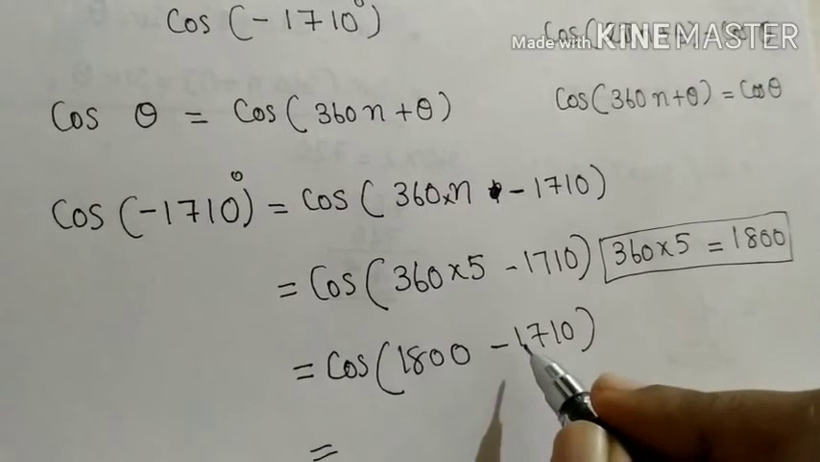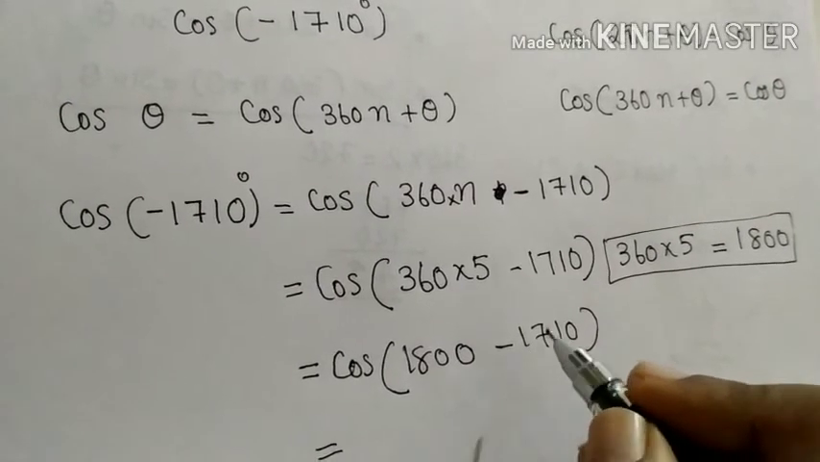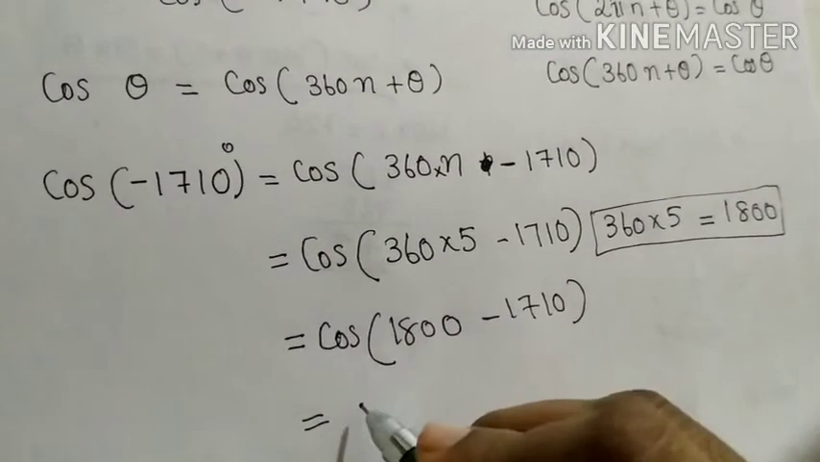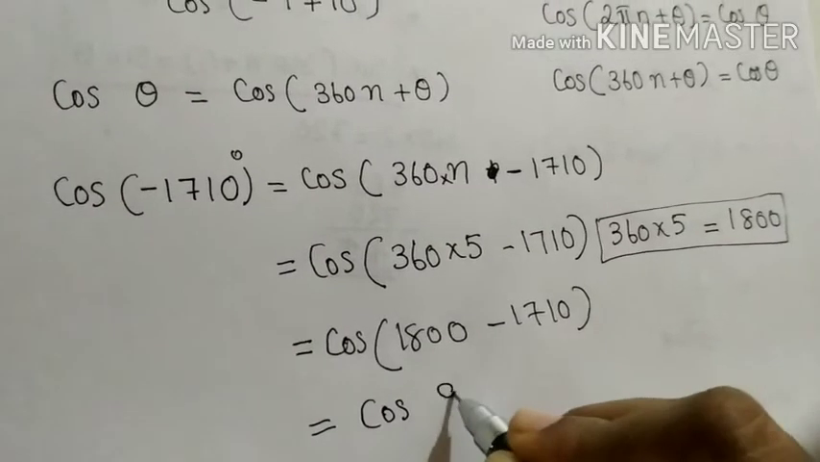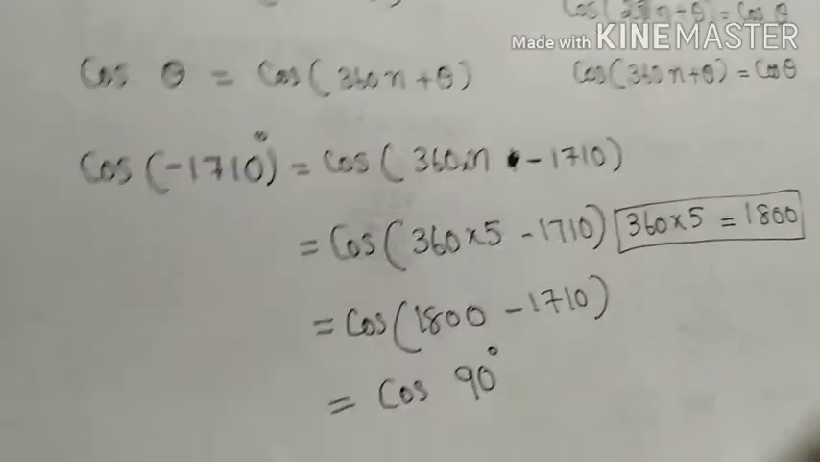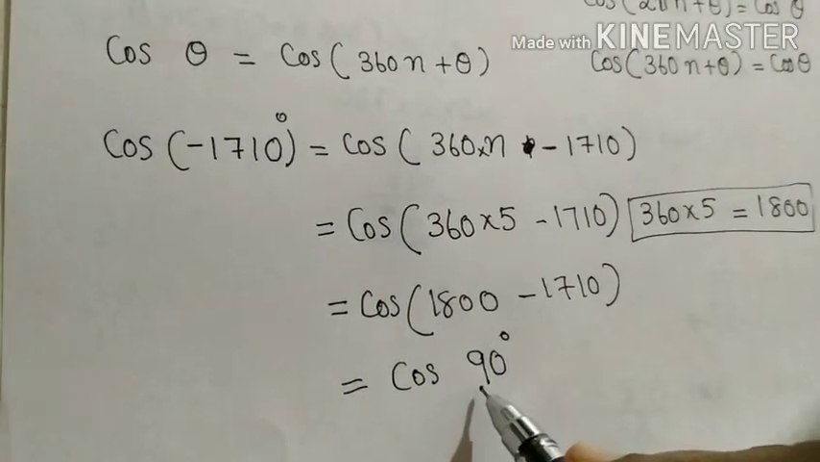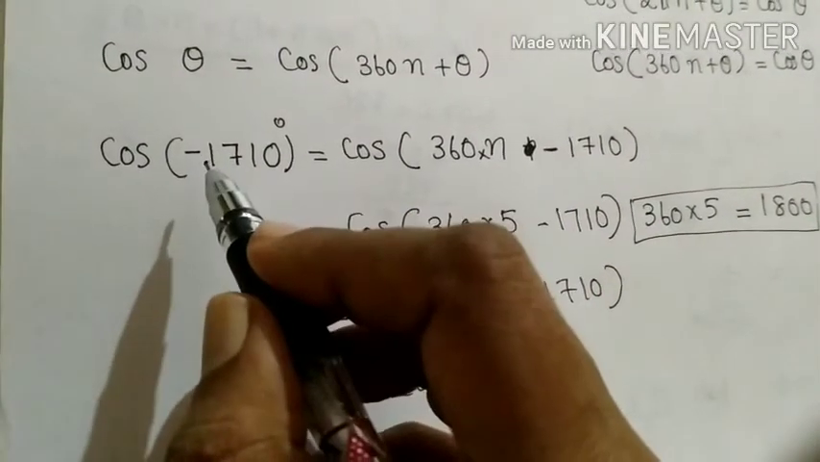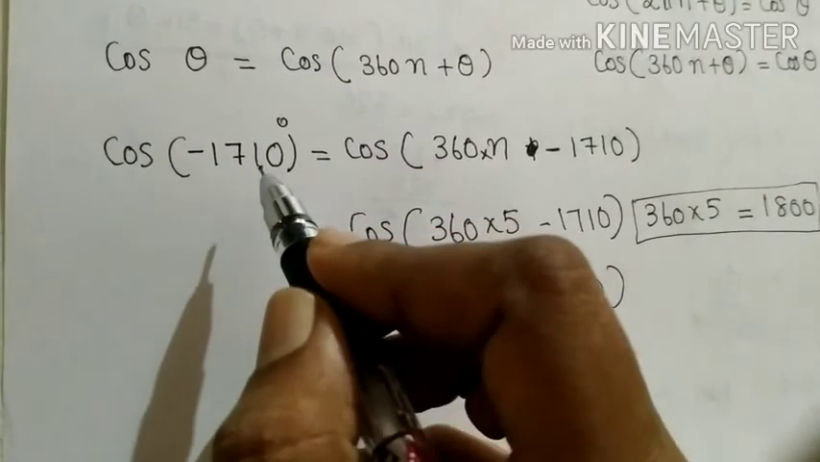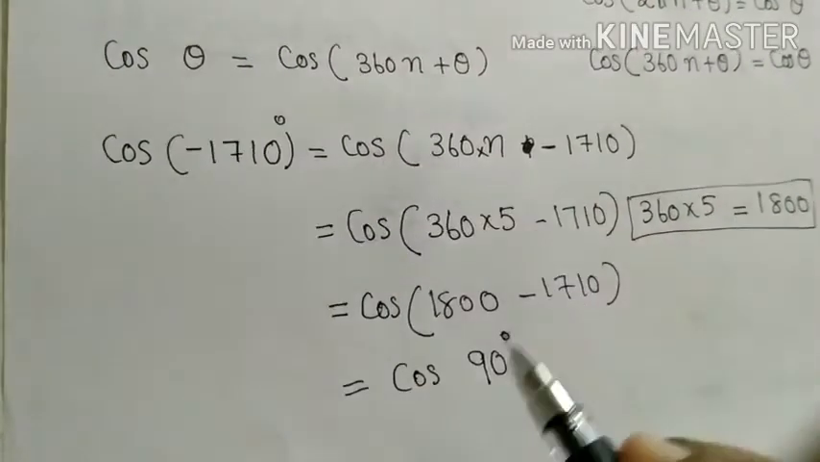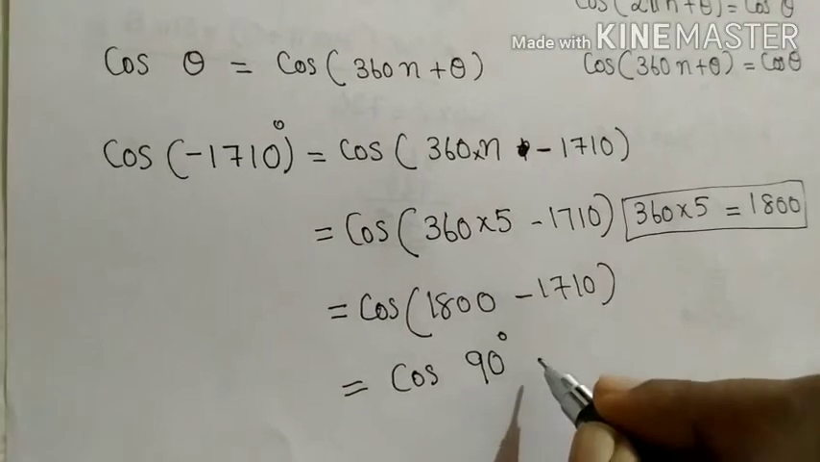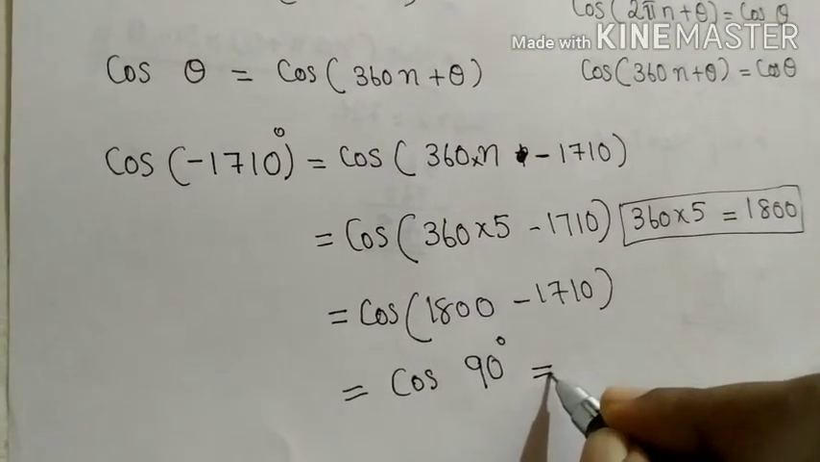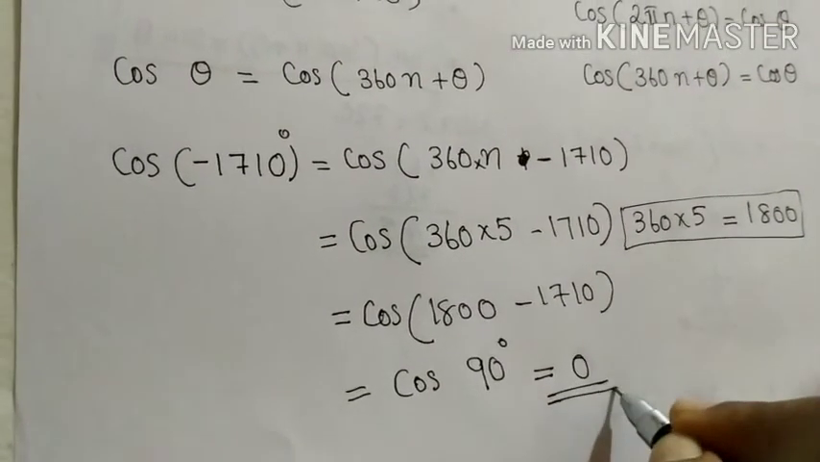1800 minus 1710 degrees will lead to cos 90 degrees, and this is equivalent to the value, that is cos of minus 1710 degrees is equivalent to cos 90, and we know that the value of cos 90 is 0.